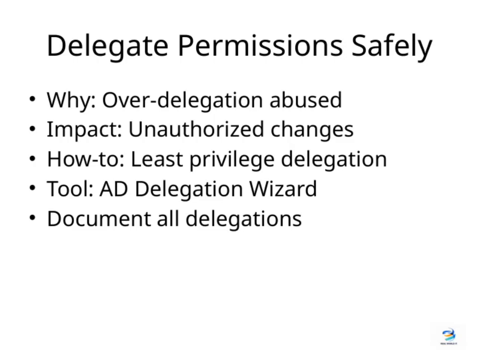Let's talk about why overdelegation can be problematic. When delegation is abused, it can lead to serious security issues. One of the biggest risks is unauthorized changes. People might modify settings or data they shouldn't have access to, which can compromise the entire system. So, how do we prevent this? The key is to follow the principle of least privilege delegation. This means giving users only the permissions they absolutely need to do their jobs and nothing more. It's a simple concept, but incredibly effective in maintaining control.